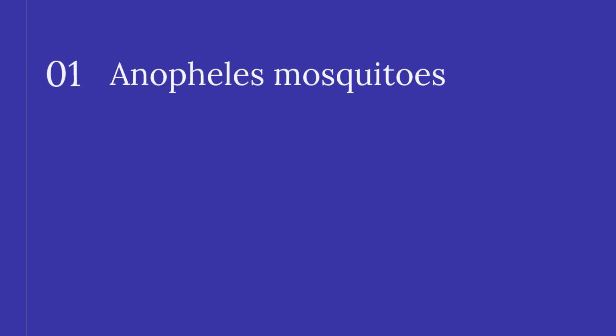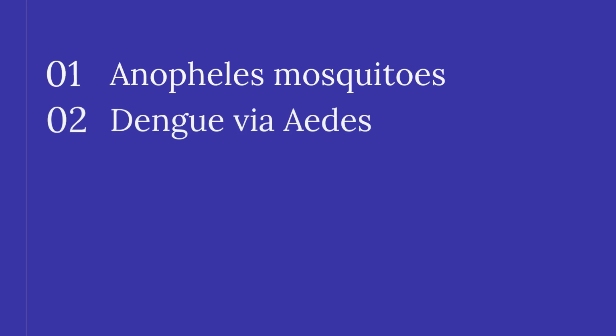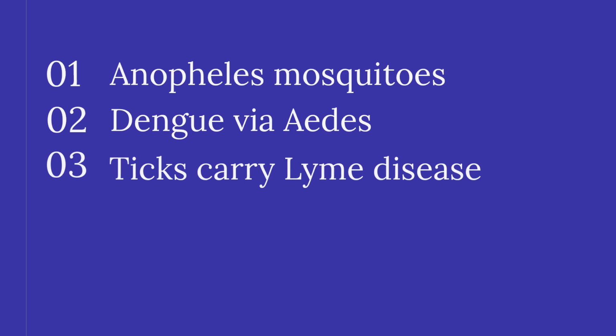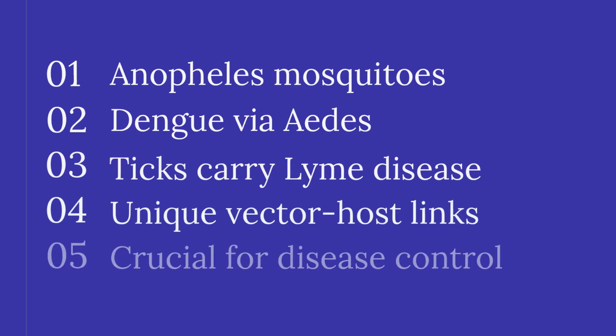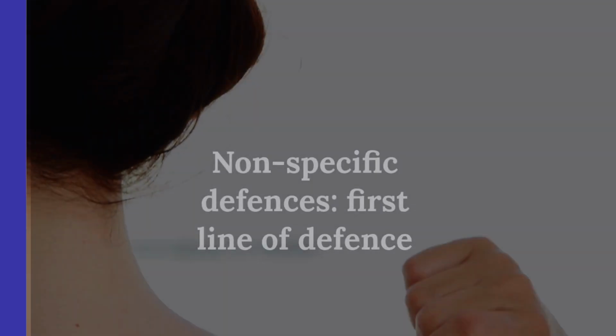Malaria is transmitted by Anopheles mosquitoes. Dengue spreads through Aedes mosquitoes. Lyme disease is carried by ticks. Each vector has unique interactions with its host. Understanding these examples is crucial for control.